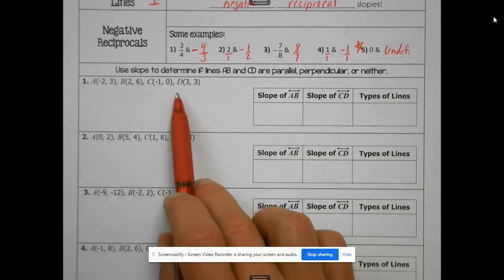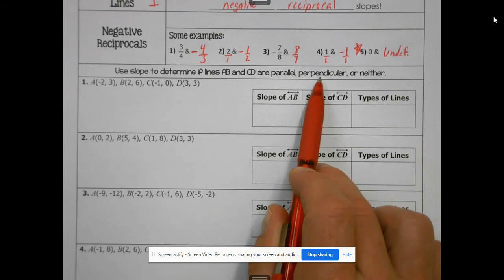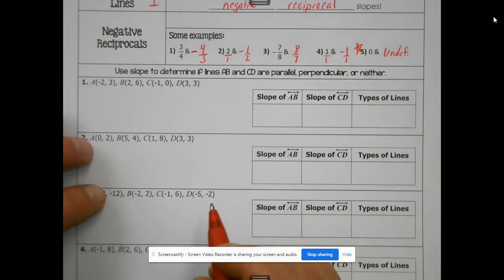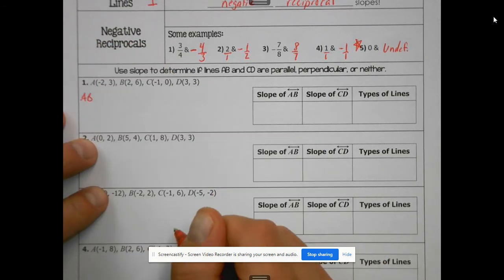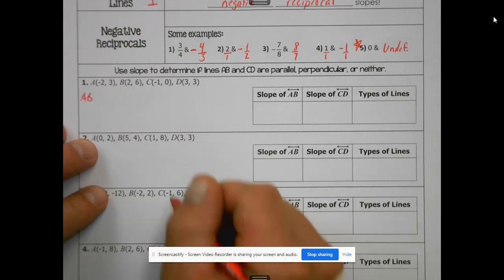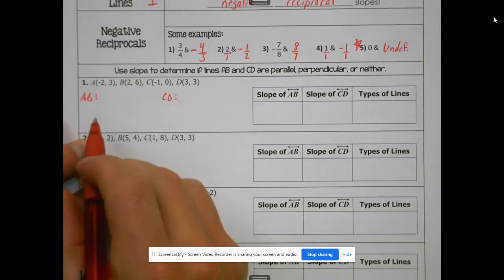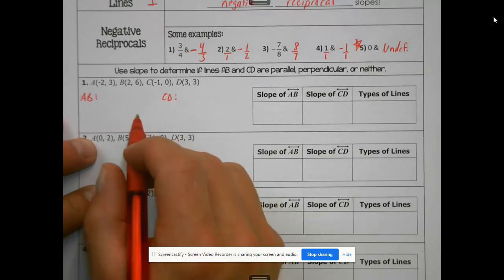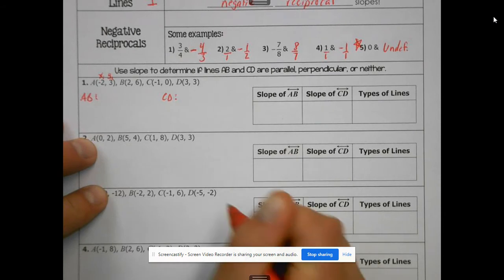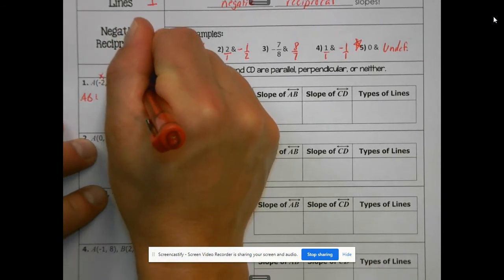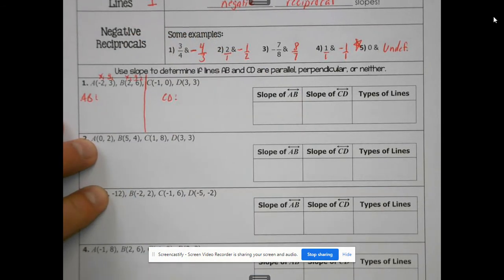Use slope to determine if lines AB and CD are parallel, perpendicular, or neither. All right, so we have 2 jobs. We've got to find the slope of AB, and then we've got to find the slope of CD. For AB, let's label the points just this one time. We'll call this X1, Y1, X2, Y2, and then CD we'll do over there.